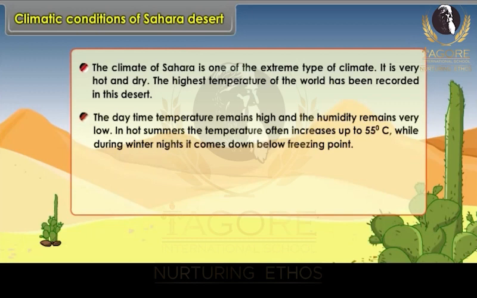The daytime temperature remains high and the humidity remains very low. In hot summers, the temperature often increases up to 55 degrees Celsius, while during winter nights it comes down below freezing point.